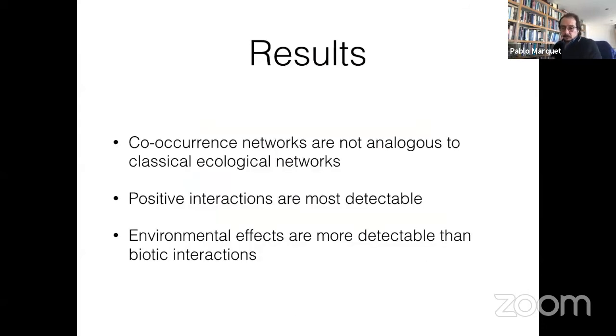Basically what we obtain is that the co-occurrences are not analogous to classical ecological networks, by the way. The positive interactions are the ones that are most detectable at all. And mostly there is a strong environmental signal in terms of species co-occurring because they are in the same environment, not because they are interacting.